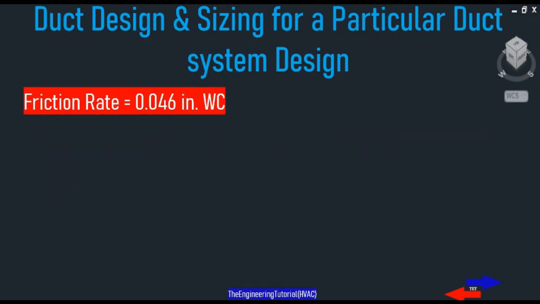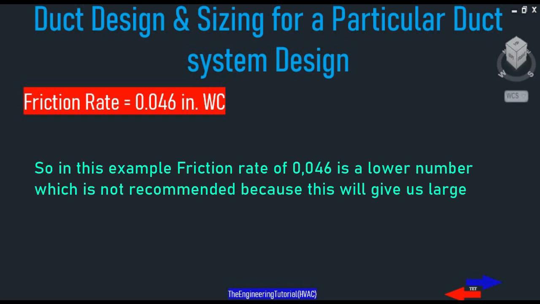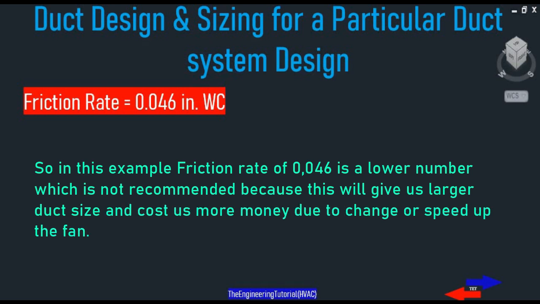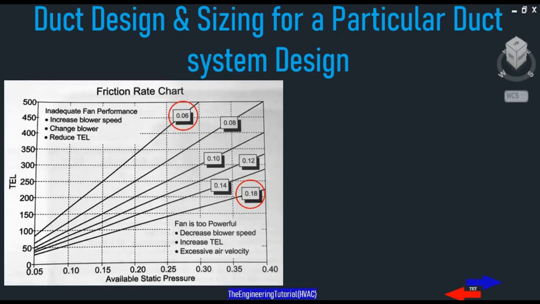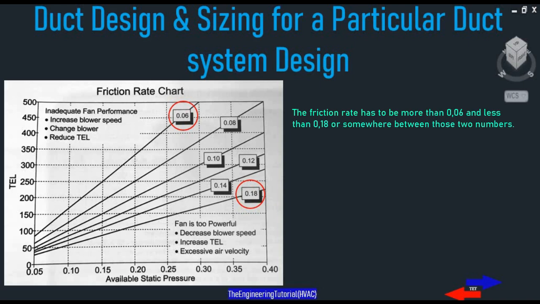So in this example, a friction rate of 0.046 is a lower number, which is not recommended because this will give us larger duct size and cost us more money due to the need to speed up the fan. So the friction rate has to be more than 0.06 and less than 0.18, or somewhere between those numbers.